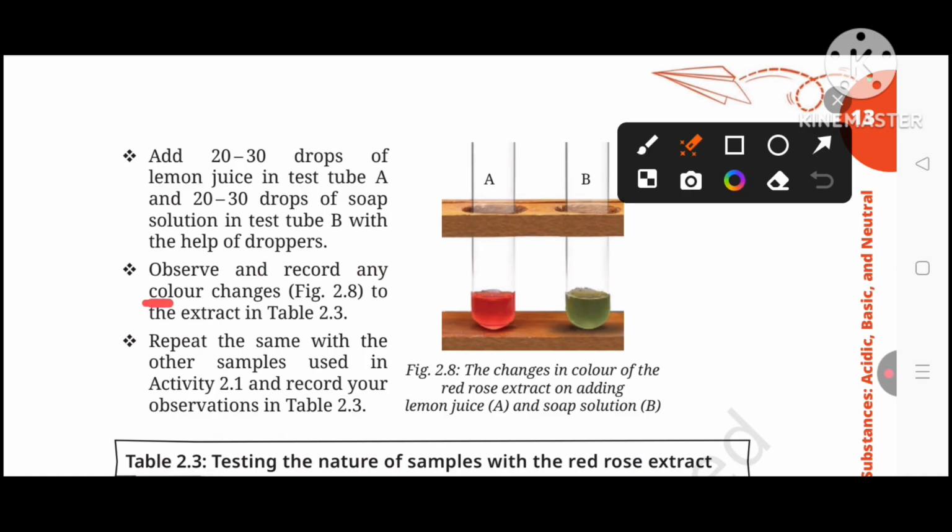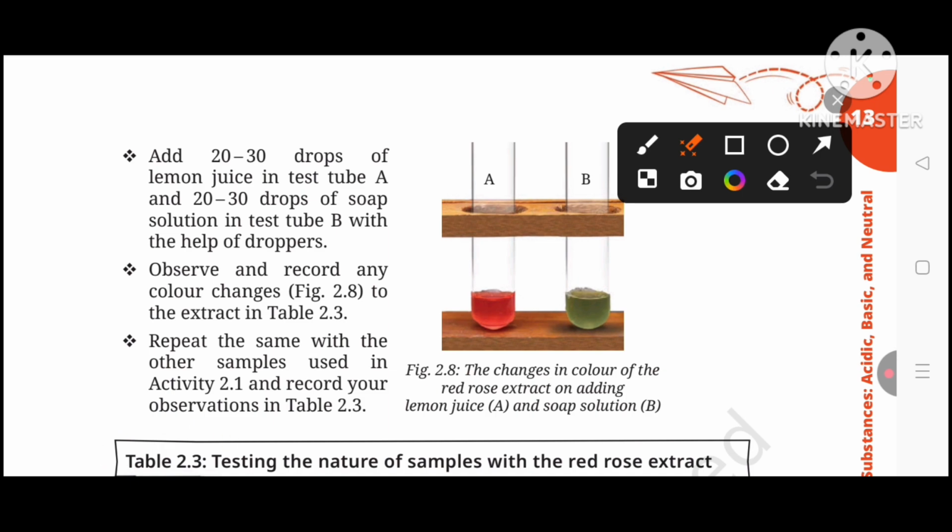Observe and record any color change of the extract in Table 2.3. We have provided Table 2.3 here, and we have to record any change in the color of both sample solutions. Repeat the same with the other samples used in Activity 2.1. In that activity we had seen that lemon juice and soap solution are acidic and basic respectively. Record your observations in Table 2.3.